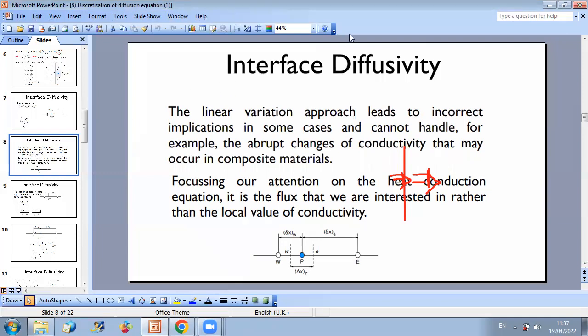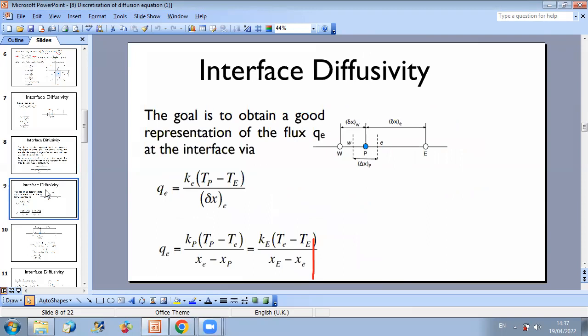We focus our attention on the heat conduction equation in a way that the flux coming into P and coming into the east face and getting out of the east face is the same. If we take this idea to find the equivalent conductivity or diffusivity at the east face in the general case, all we have to do is apply the continuity of the conduction heat flux. Because our main goal here is to have a good representation of the conductive flux through the interface.